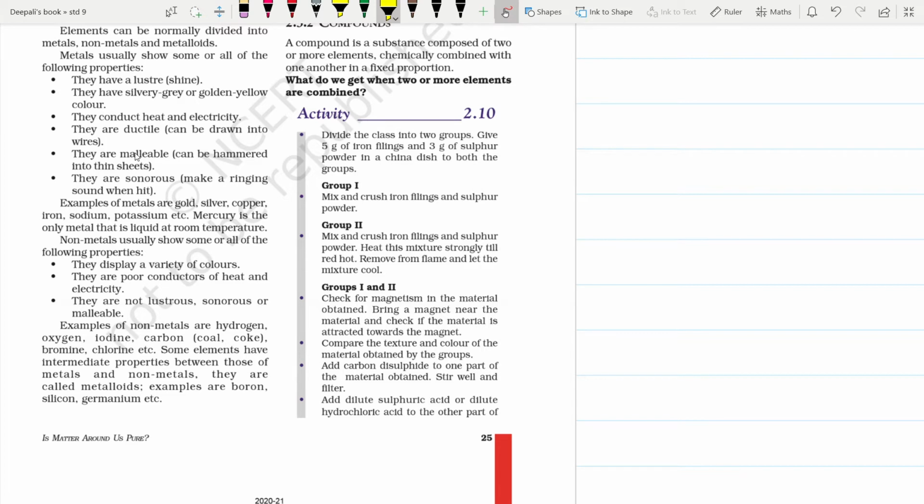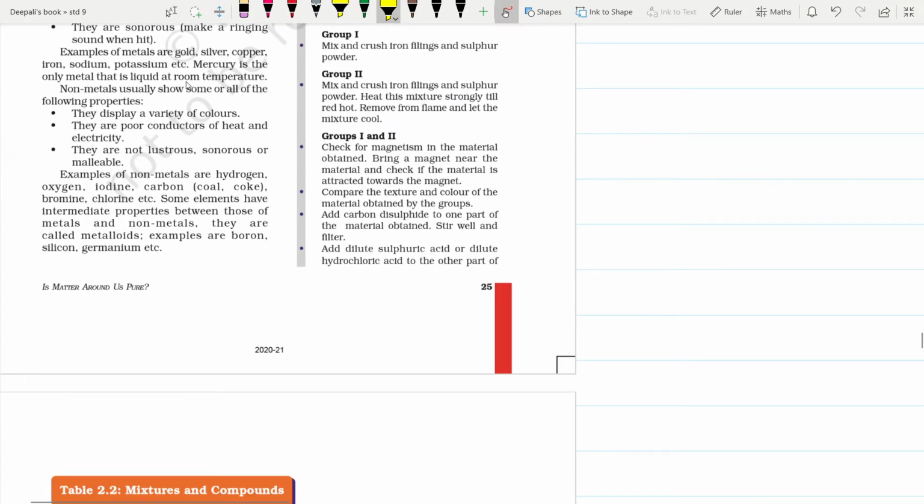And they are malleable, can be hammered into thin sheets like the aluminum foil. And there are various other kinds of foils available for various purposes. They are sonorous, making a ringing sound when hit. So, examples of metals are gold, silver, copper, iron, sodium, potassium, etc. Mercury is the only metal that is liquid at room temperature.